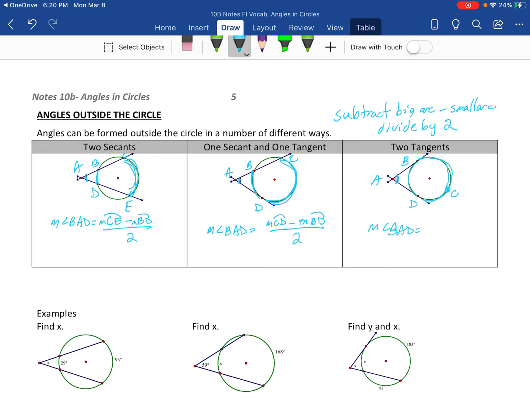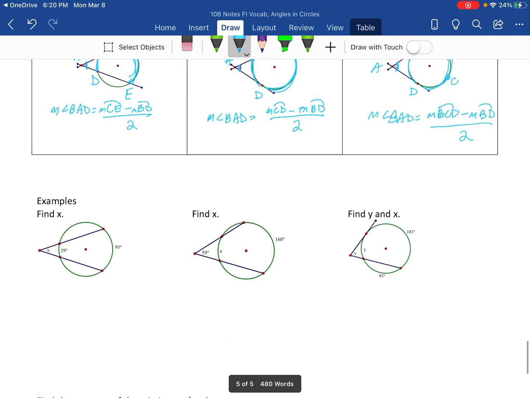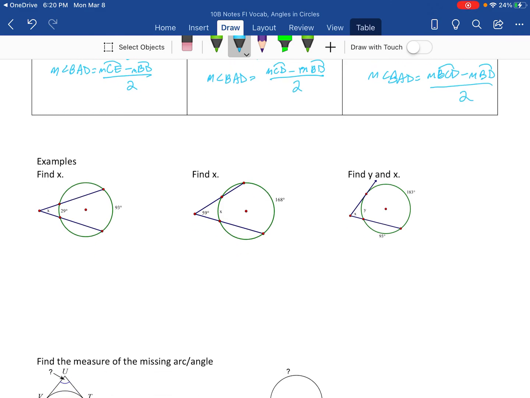In this case, the measure of angle BAD is equal to the measure of arc BCD minus the measure of arc BD, just always do bigger minus smaller, divided by 2. So it's just a matter of just applying the formula. So I have 5 examples. They'll go relatively quickly. So for the first one, here's my angle, here's my arc, here's my arc.